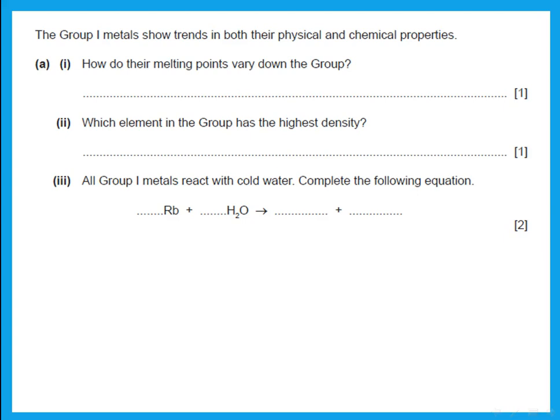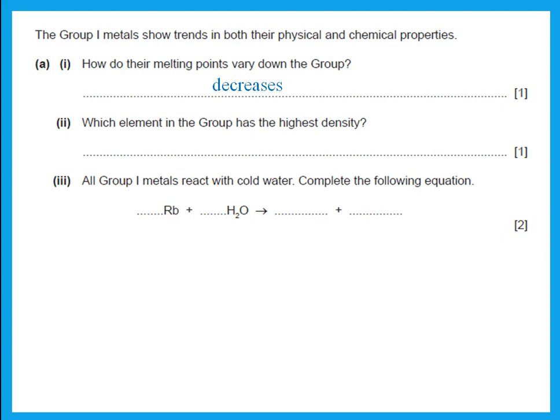Group 1 metals show trends in both physical and chemical properties. If you remember from group 1, when we were talking about it in the chapter on the periodic table, how do their melting points vary down the group? Remember that in group 1, as we go down, reactivity increases and melting point decreases.